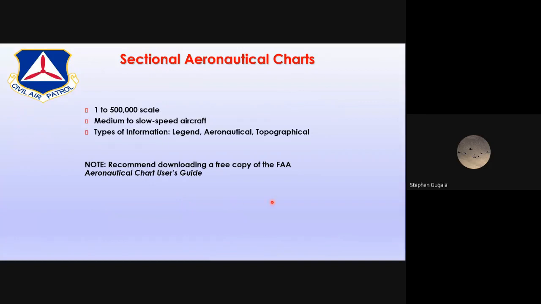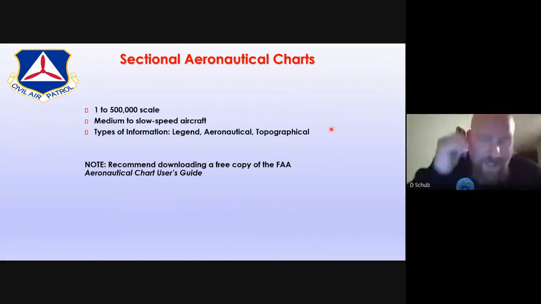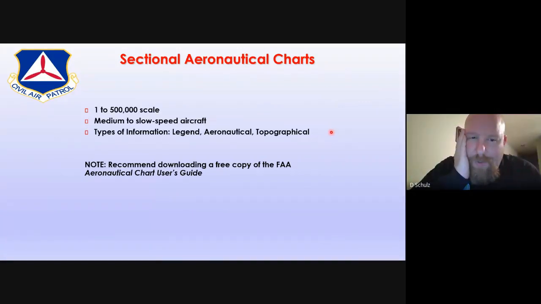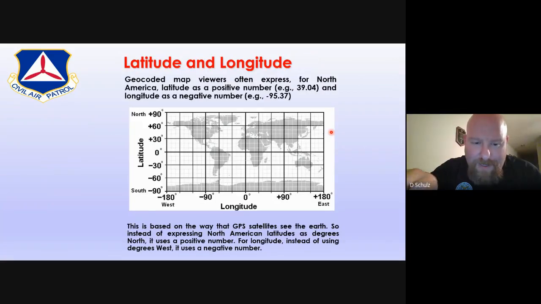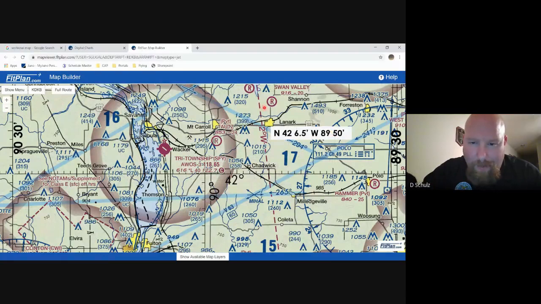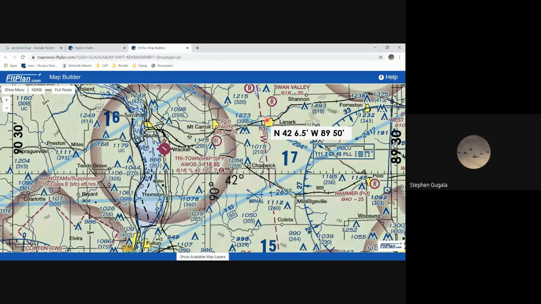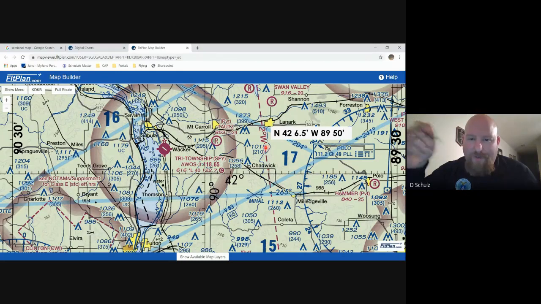Let's talk about these sectional charts a little bit more. I'm sorry, can I just ask one question? Absolutely. So the 2 degree variance, is that for everywhere in the United States, or because you said Chicago, but is that everywhere? It's going to be different. That's why it's important to know how to find these depictions on your chart. It's going to change as you move through the Earth.